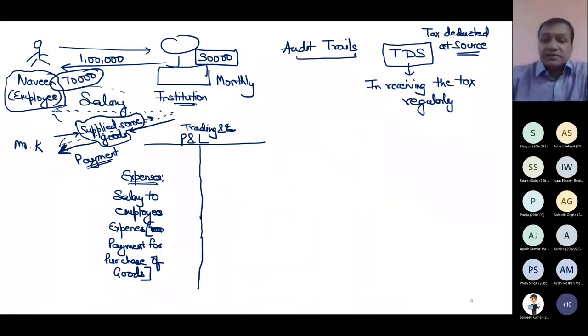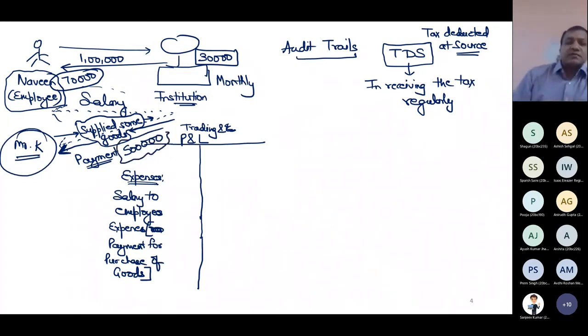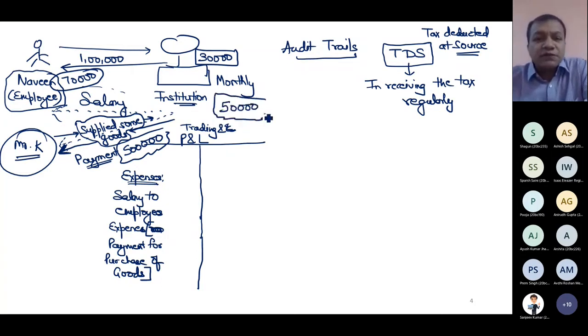Same is the case in payments. When I'm making this payment to Mr. K, suppose if 5 lakh payment is required, might be as per the provisions of TDS. For TDS, we have separate provisions in the Income Tax Act. Might be I'm supposed to deduct 1%, for example, or 10%, 50,000 as tax. So I will deposit 50,000 as tax on behalf of Mr. K to the department.